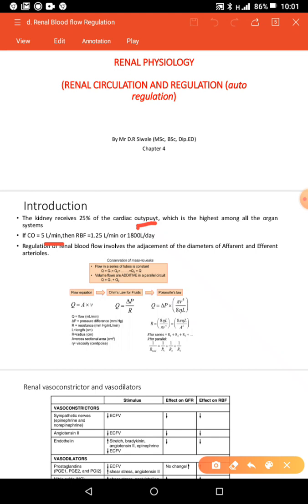Okay, but here we are interested in the blood from the heart into the aorta, and then from the aorta into the renal arteries. So 25% of the cardiac output goes to the kidneys. Now, regulation of renal blood flow involves the adjustment of the diameters of the afferent and efferent arterioles. That's all. Okay. It involves adjustment of the diameters of the afferent and efferent arterioles.